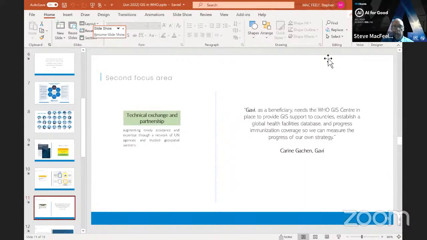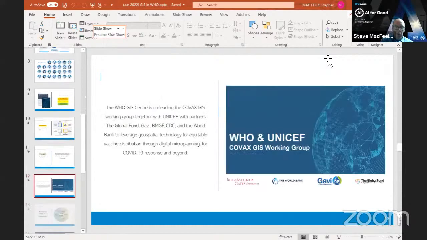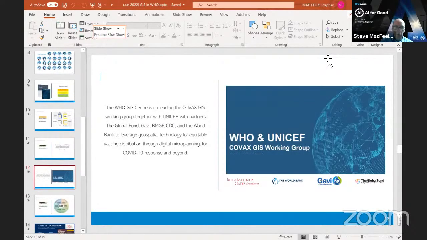In the technical expertise and partnership, this is really, as the name would suggest, about partnerships. We can't do what we need to do on our own. So we work very closely with partners such as UNFPA, UNICEF, Gavi, to get the jobs done. So a very simple example would be the work that we're leading with UNICEF on COVAX, funded by several donors. And this is really providing geospatial technology to try and facilitate equitable vaccine distribution using digital microplanning. And again, once we get this up and running, we can then rescale and repurpose this technology time and time again.